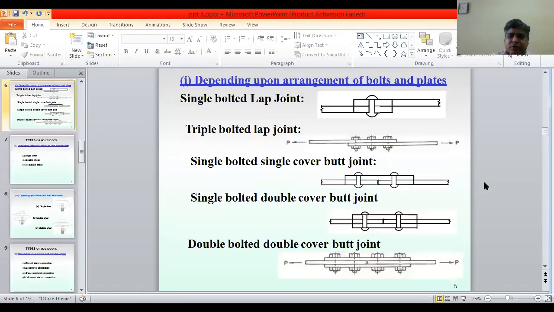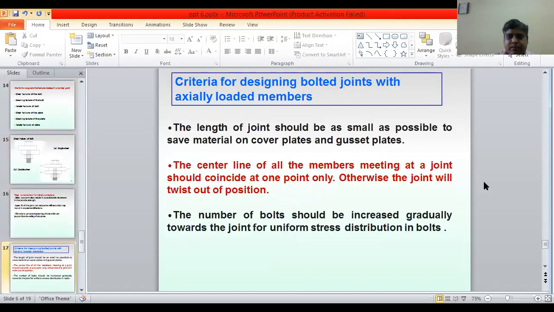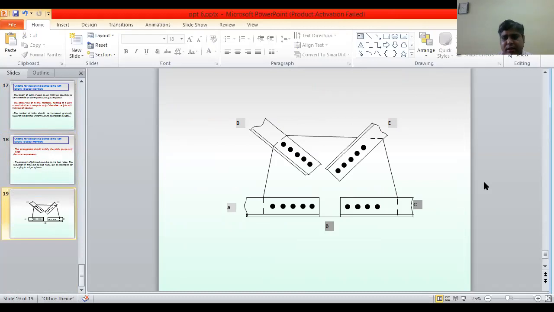This diagram shows the double bolted, double cover butt joint, with two plates parallel, one plate provided at the top and one plate at the bottom, and before the connection two bolts provided, and after the connection two bolts provided. That means double bolted, double cover butt joint. This diagram shows the gusset plate, etc. Okay, thank you.